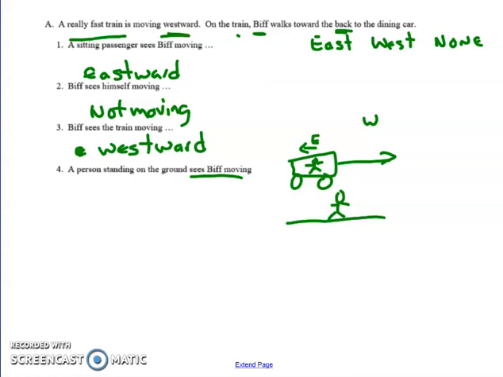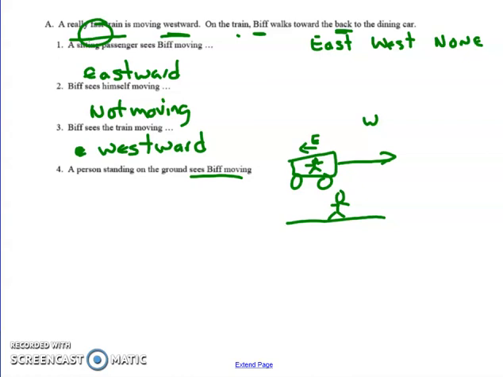And so if you're thinking that, you might be thinking, well, it depends on how fast the train is moving and Biff is. And you'd be absolutely right. And so we're anticipating where we're going to go next. But we do have an important clue to tell us which of the possibilities are occurring. And that's the fact we have a really fast train. So we have a fast train and Biff is walking. We can be pretty safe in assuming the train is moving faster than Biff.